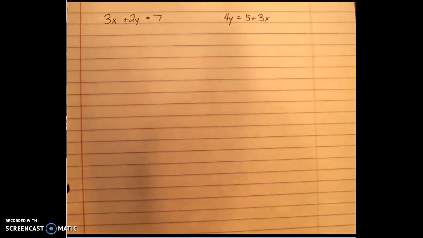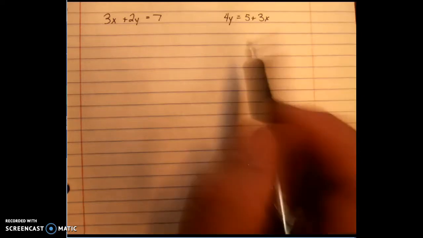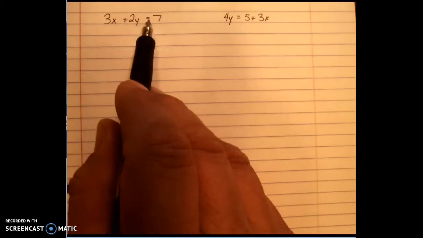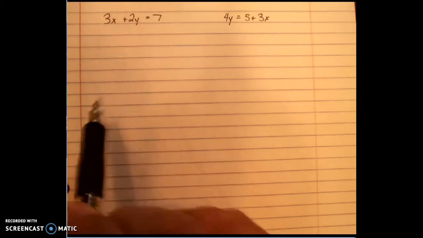So let's solve the following. If we have the equation 3x plus 2y equals 7, and the equation 4y equals 5 plus 3x. If these are my two equations, this is my system of equations, I want to find the solution, or in other words, find the point where these two lines intersect, the point that works and makes both equations true. First, it says make the equations look the same. Get x and y together on one side, the number on the other. Here, x and y are together on one side of the equal sign, the numbers on the other. This one's good to go.